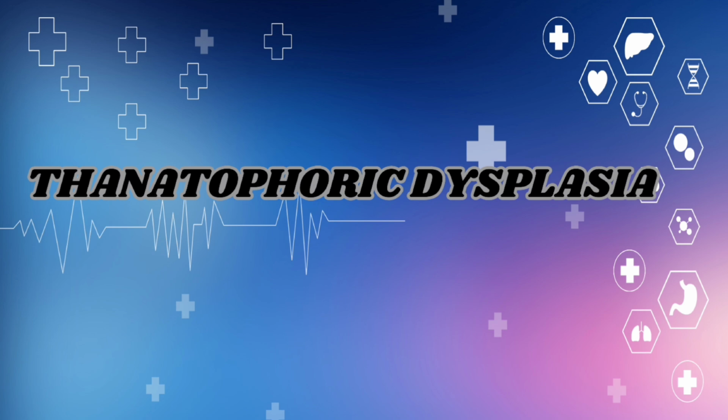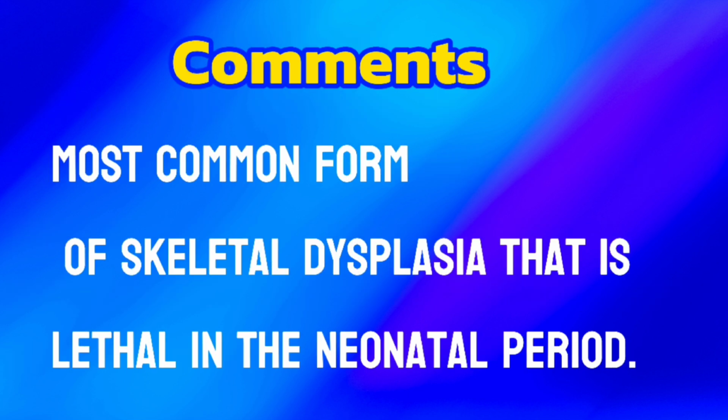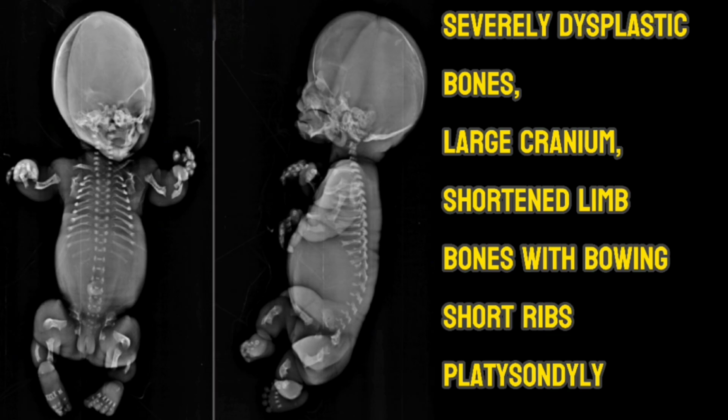Next is thanatophoric dysplasia. The findings are cloverleaf skull, very short ribs, small scapula, severe platyspondyly, U or H-shaped vertebral bodies, small iliac wings, horizontal acetabular roof, small sacroiliac notches, bowing of long bones, French telephone receiver femurs. Most common form of the skeletal dysplasia that is lethal in the neonatal period. Severely dysplastic bones, large cranium, shortened limb bones with bowing, short ribs, and platyspondyly.